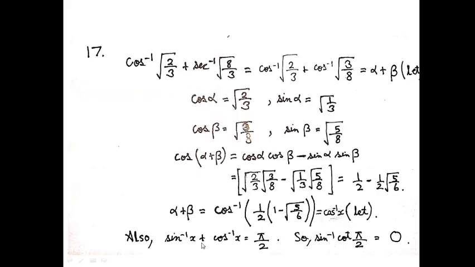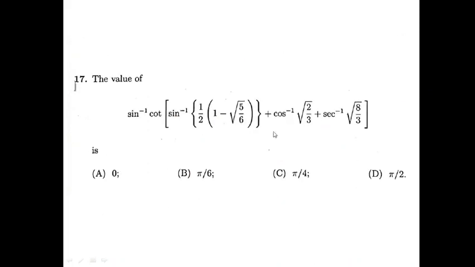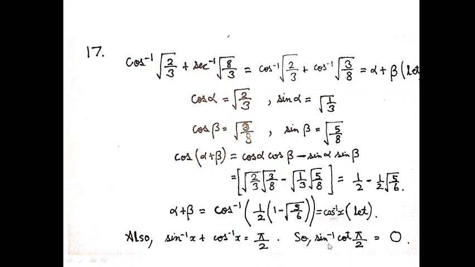And so sin inverse x plus cos inverse x is pi by 2, so cot pi by 2 is 0, so sin inverse of 0 is 0. Question 17, our answer is A. Okay, we have done this.